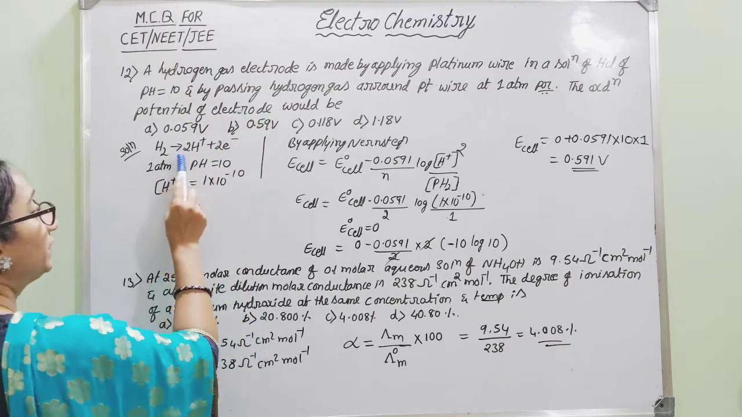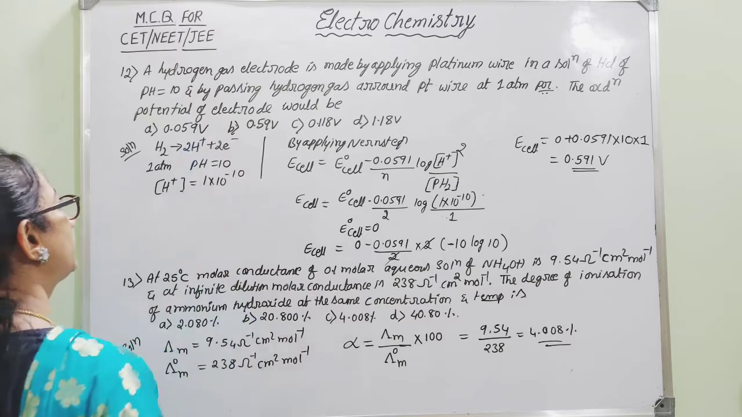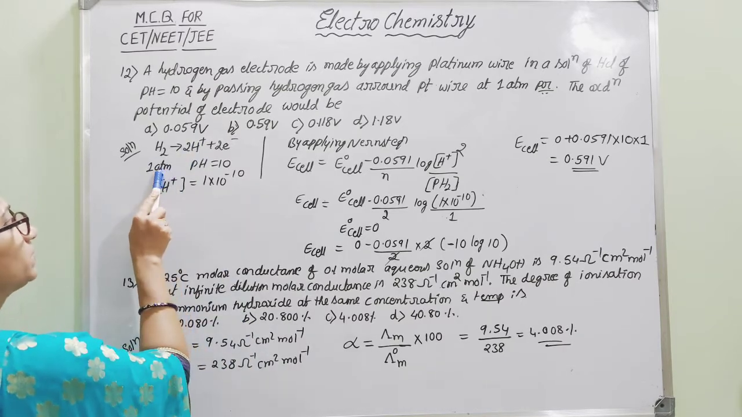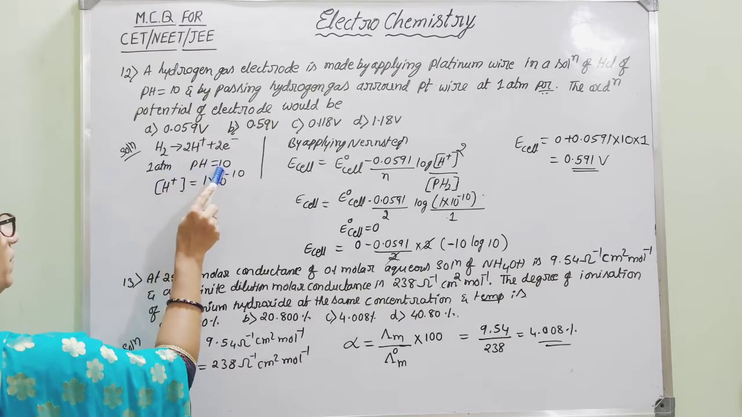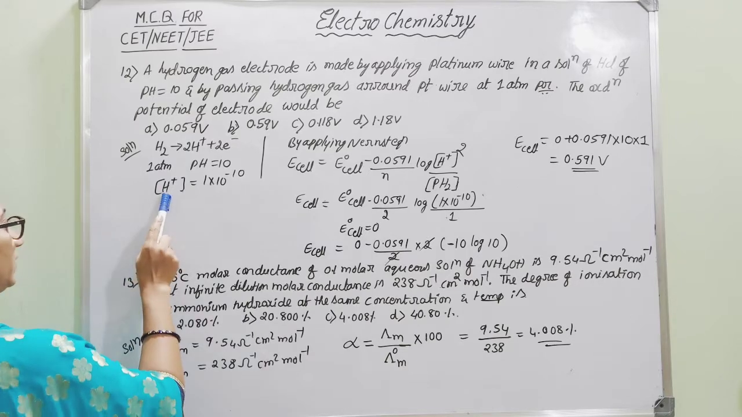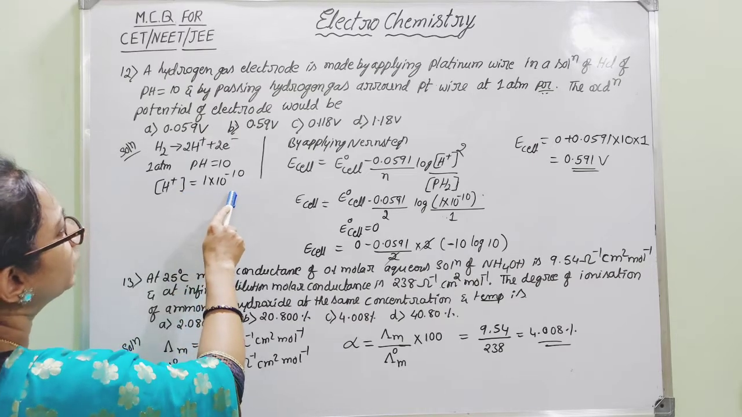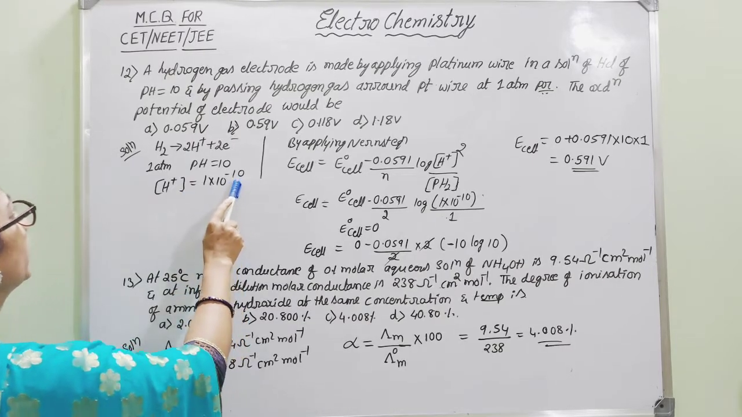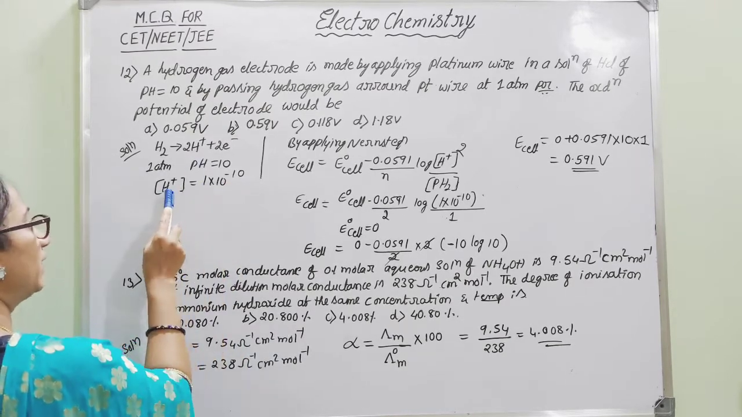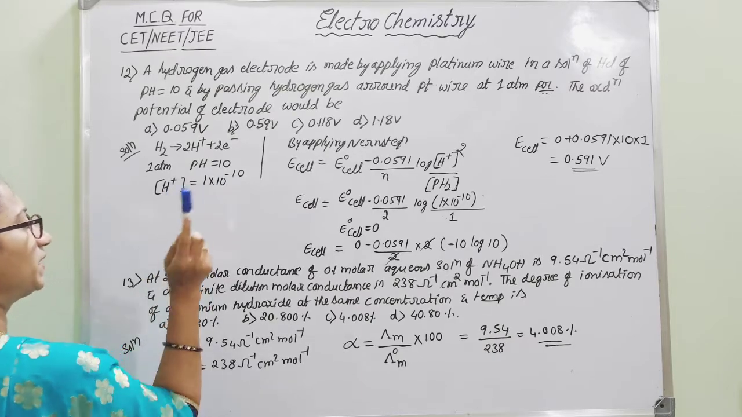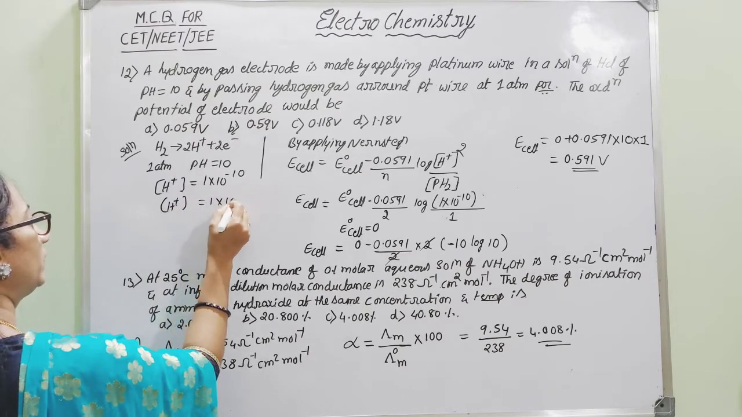For this, first you should know the reaction of this half cell. H2 is giving rise to 2H plus plus 2 electrons if you consider. What is that pressure? 1 atmosphere, you can remember. That is 1 atmospheric pressure will be there and pH is equal to 10, they have mentioned. And here you can guess that concentration of H plus will be equal to 1 into 10 power minus 10. And how do we get this? You just remember H plus is equal to 1 into 10 power minus pH. You remember that formula.